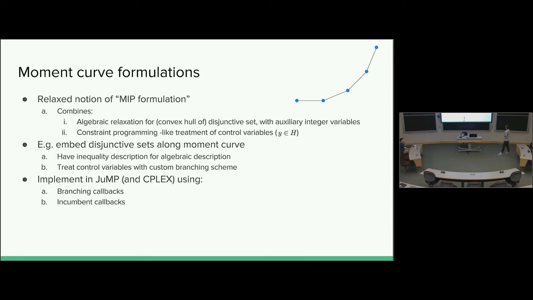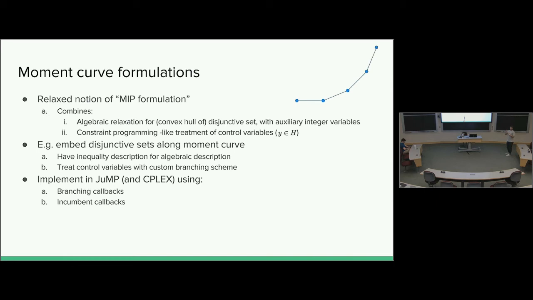The second one, which is maybe even crazier, is we came up with this relaxed notion of what a MIP formulation is. Essentially, it's two pieces. You take your logical constraint, embed it in a higher dimensional space by using these auxiliary integer variables, and build up an algebraic relaxation for it. And then you have these auxiliary integer variables.